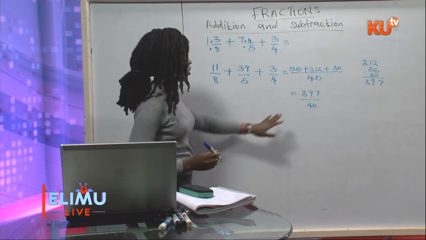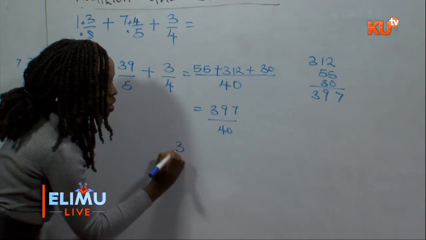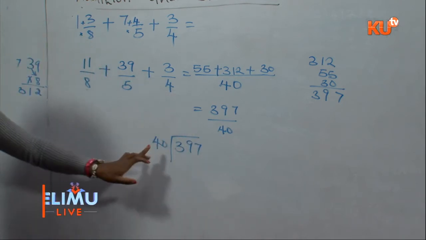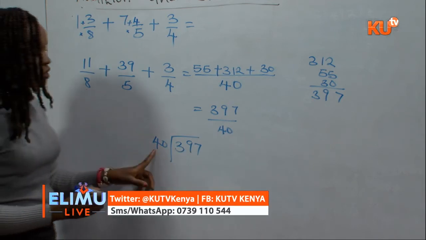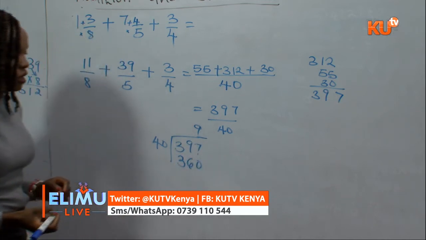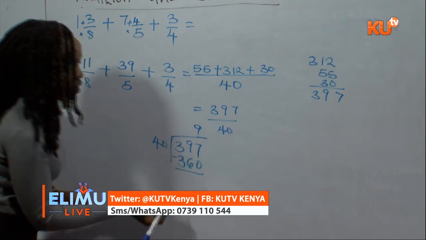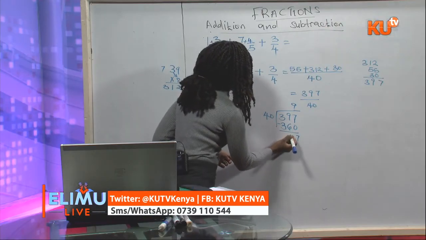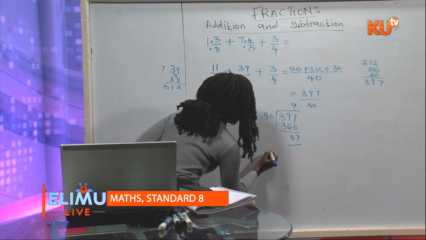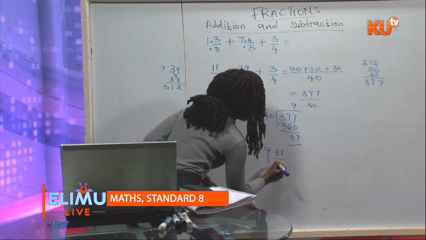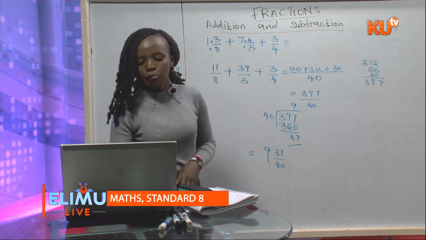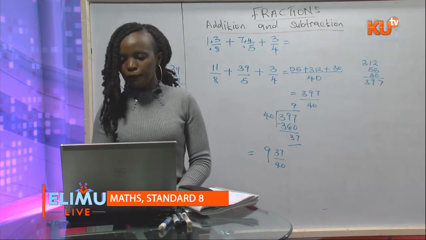397/40 is an improper fraction. We change to a mixed fraction, and we do that through division. This is 40 into 397. When you take 40 times 9, you get 360. And then you subtract. 7 minus 0 is 7. 9 minus 6 is 3. So the answer is going to be 9 37/40. So that's another example.